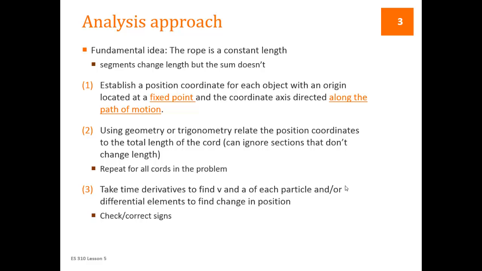We repeat this for all of the different ropes or cords in the problem. Then we take time derivatives or differential elements to find either the velocity or the acceleration in terms of time derivatives, or a change in position for the differential elements. And then we look at our signs, and we can tell from our problem if one box moves down, the other box is going to move up or down or something of this sort. We need to make sure that the signs in our final answer match that.